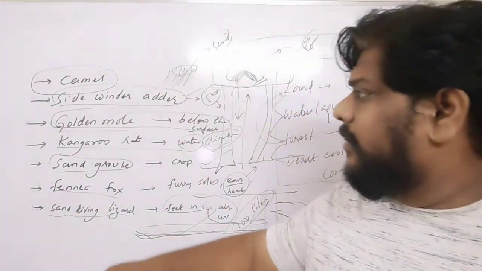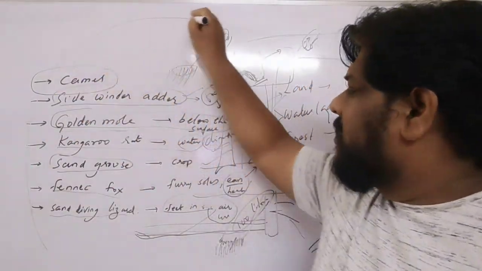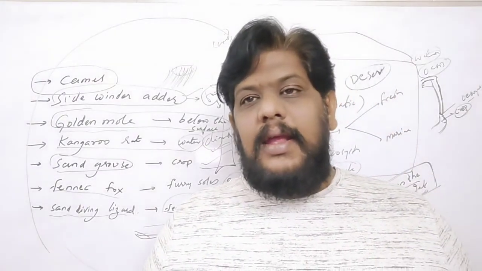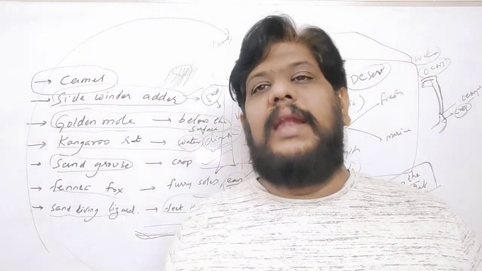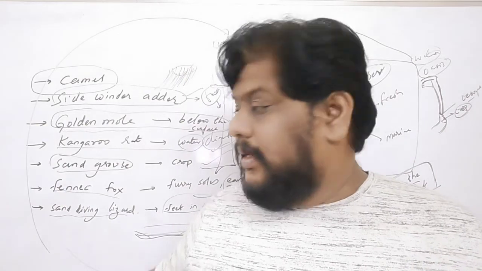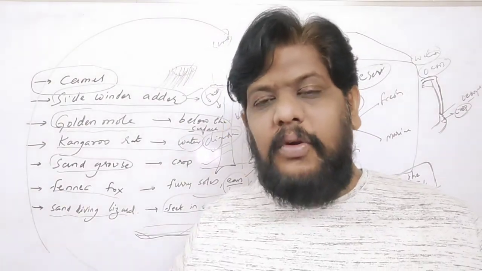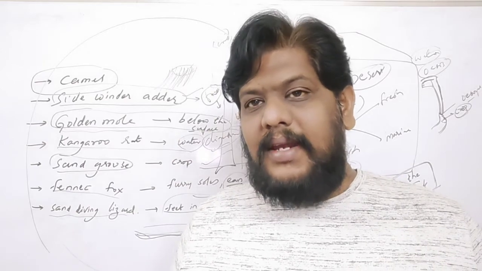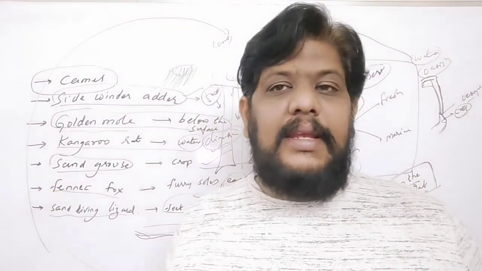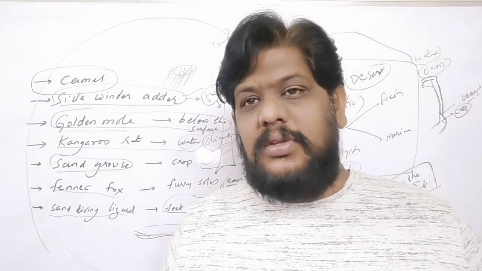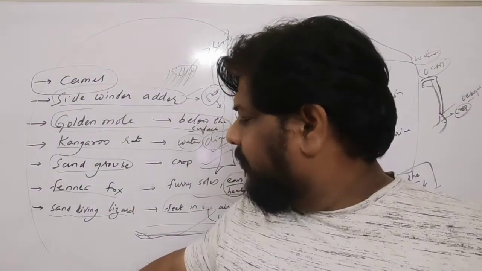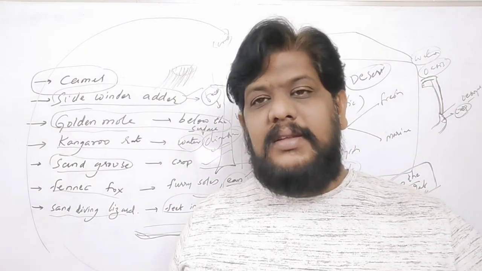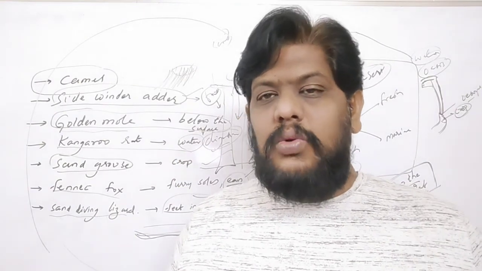So see here, children, these many animals we have seen as examples, right? How they are adapting themselves to the environment. These characters were not there before, but they developed those characters so that they can survive in the extreme conditions. So that is how you can say these animals are adapting themselves to the desert ecosystem.